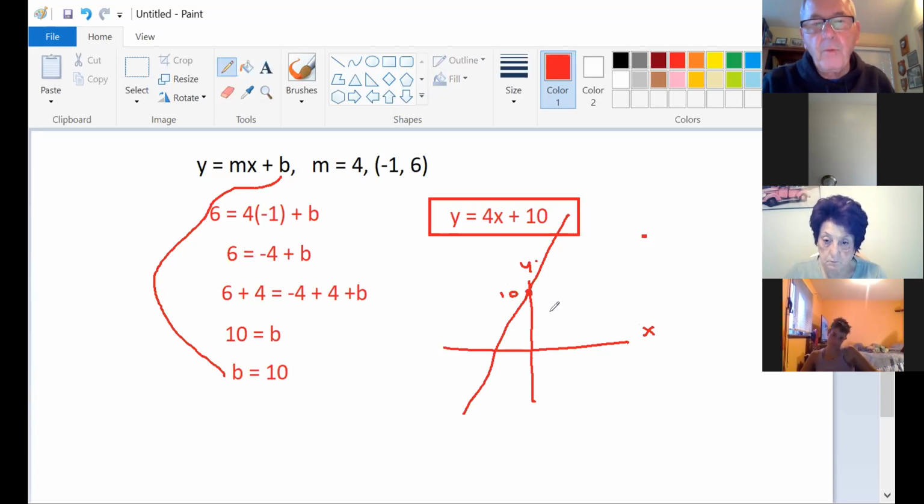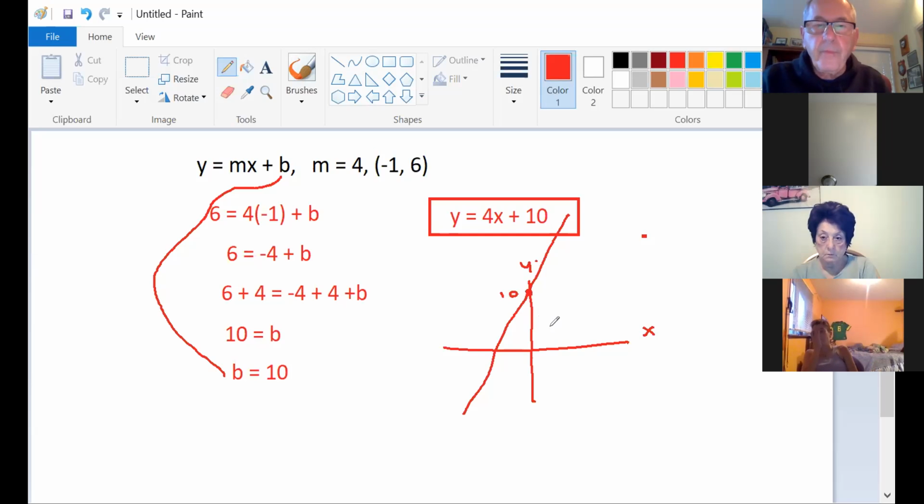Where it's got a rise of 4 and over 1, and it crosses the y-axis at 10. Does everybody understand that? That's what that equation gives you.